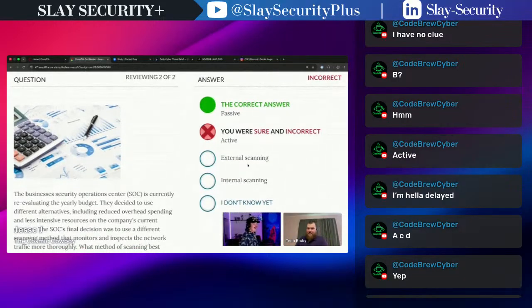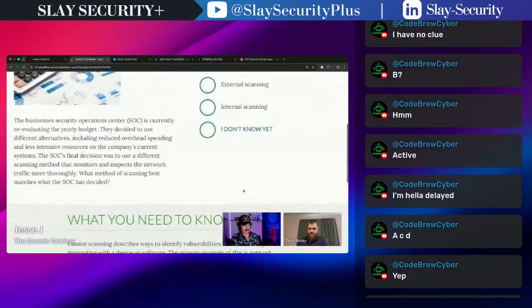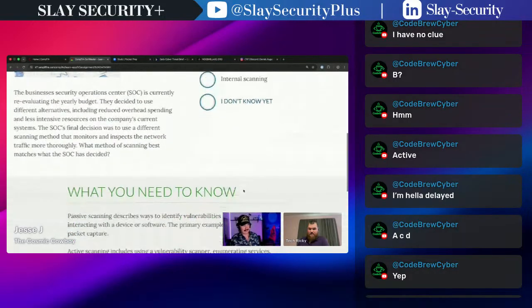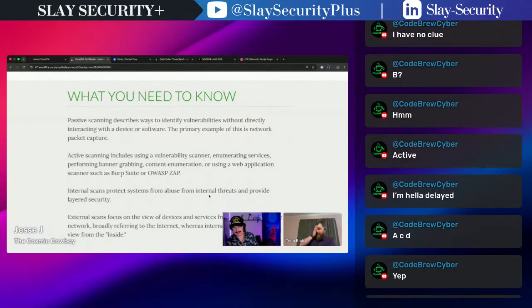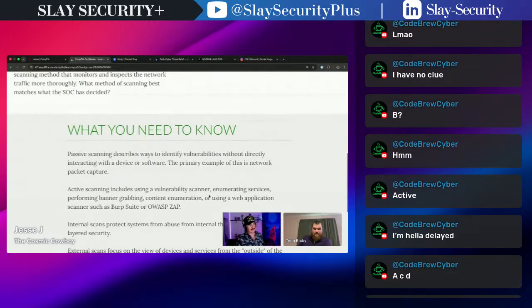Here's your passive one. Remember that I don't like memorizing questions, but for the sake of studying this one specifically, the correct answer is passive. This is a bad question, I think. I just need to commit those definitions to memory, I guess. It doesn't ask anything about... Active scanning includes using a vulnerability scanner, enumerating services, performing banner grabbing, content enumeration, or using a web application scanner.